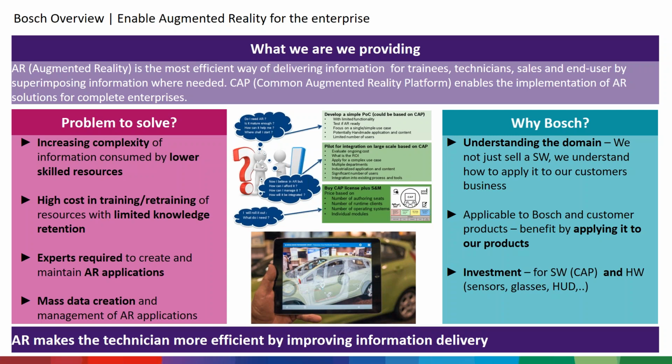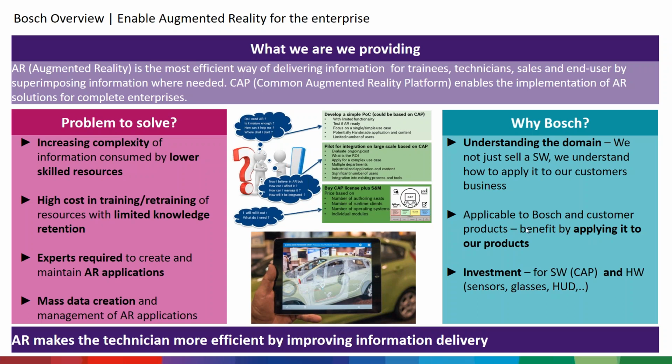And very often we ask, why is Bosch even involved in this? Why is Bosch doing this? Because we're not just selling software, we're selling solutions, and we understand how to apply it, because we have internally a huge base of applications. In the center you see a car, and we implement the majority of our solutions around making the service technicians more efficient. We have around 38,000 workshops, which either belong to Bosch or belong to Bosch in a franchise way. All of these are users of augmented reality, which can improve efficiency. So therefore, it's applicable to Bosch and customer products.